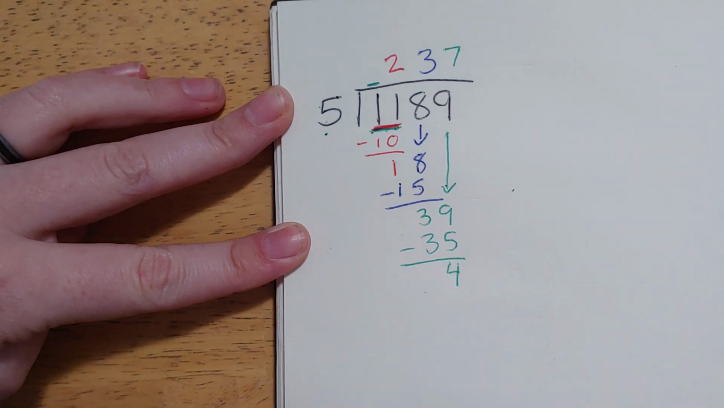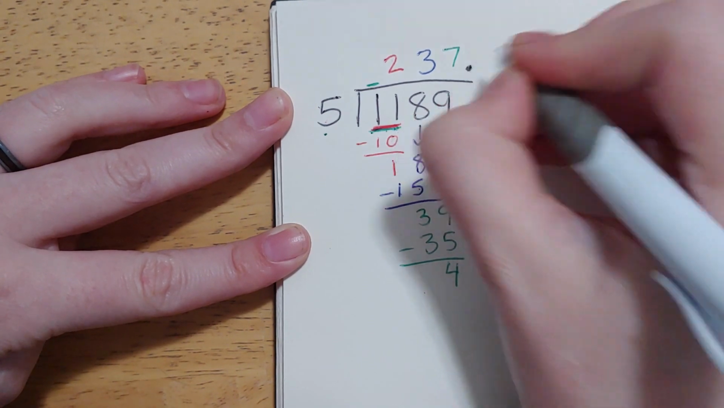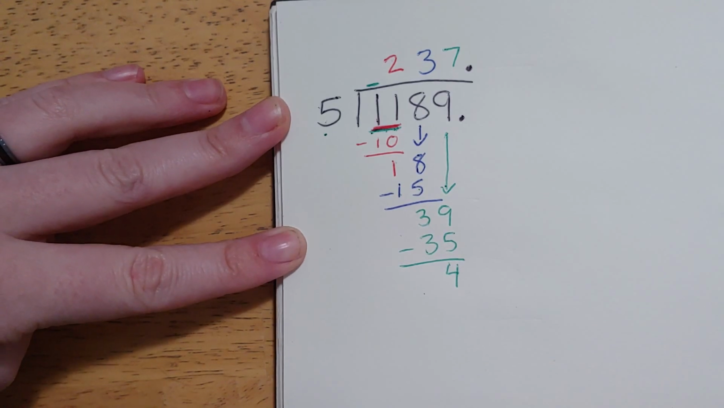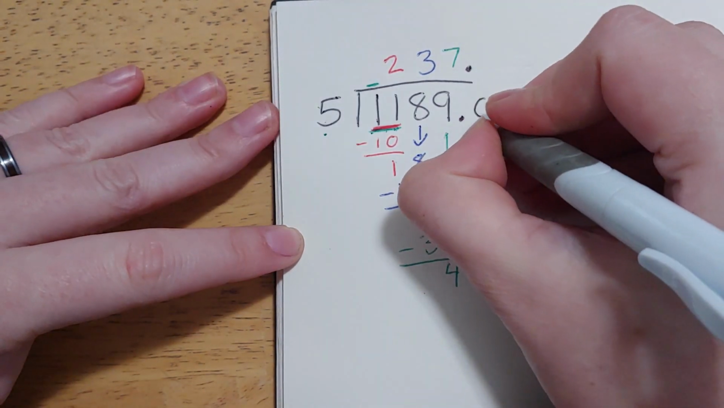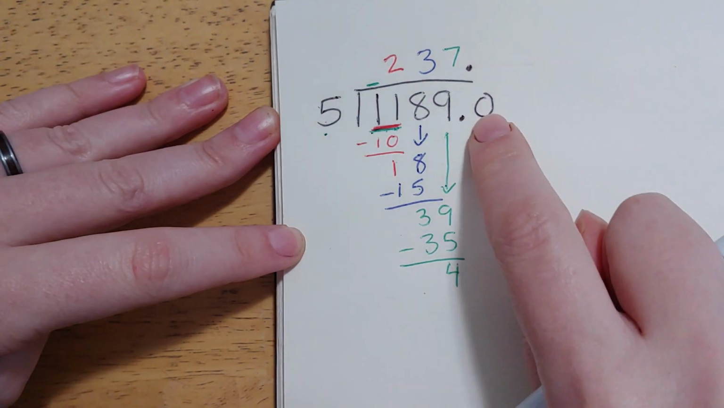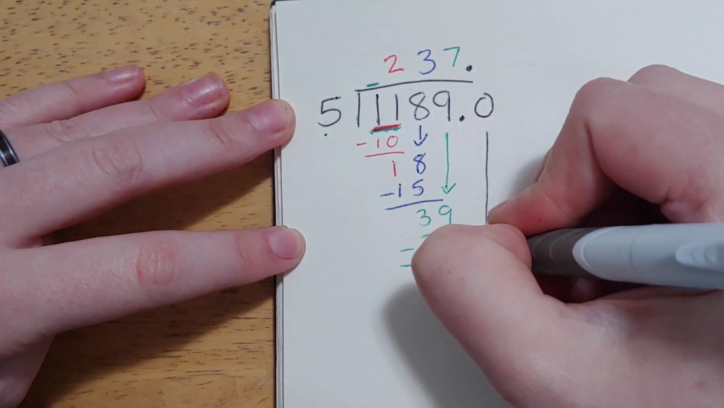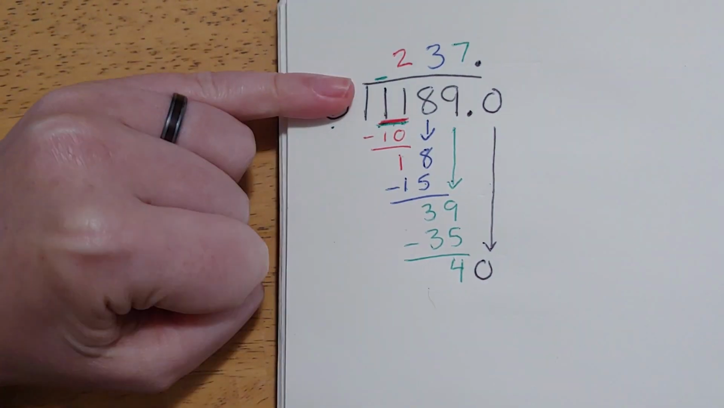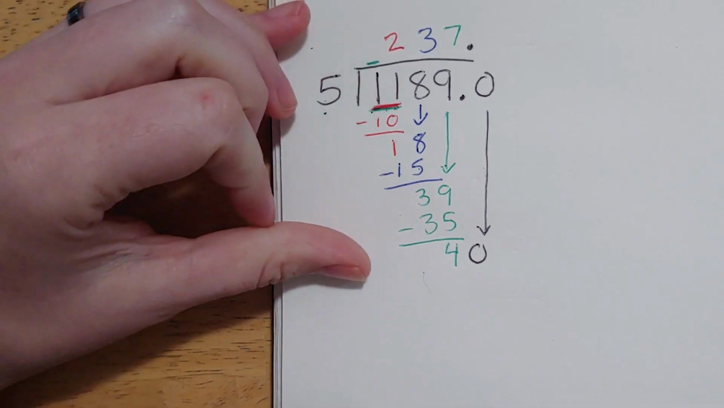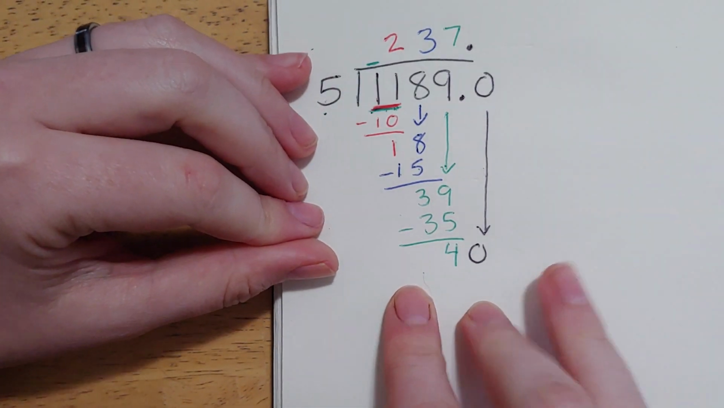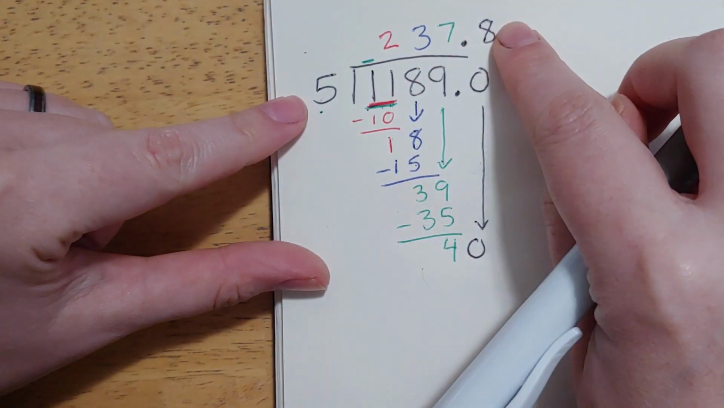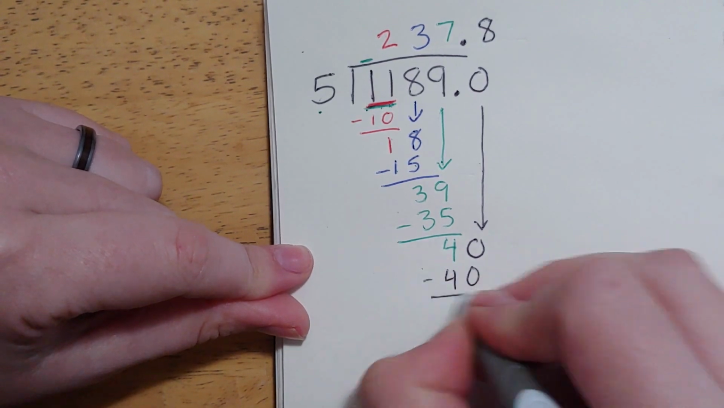We've got a remainder, but remainders are not allowed. So we're going to put in our decimal point. So far, we shared out 237, but now we're going to share out a decimal fraction. We're going to share a wee bit more so that it is really, really fair. So here's our tenths. Bring down our tenths, and now it looks like 40. 5 goes into 40. 5, 10, 15, 20, 25, 30, 35, 40. 8 times, and it's even. Beautiful. So we put an 8 right here. 5 times 8 is 40. 40 minus 40 is 0.